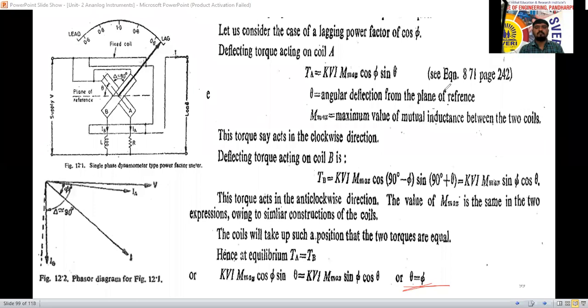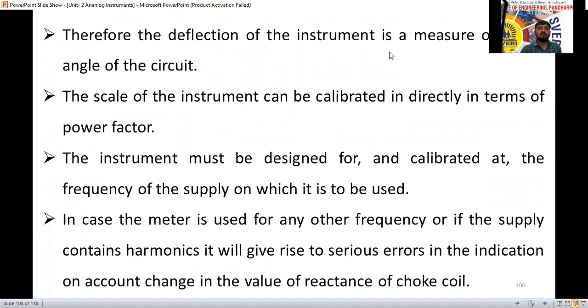So this is the working principle of the single phase electrodynamometer power factor meter, we are going to call that here. Therefore, the deflection of the instrument is a measure of the phase angle of the circuit here. Whatever the deflection is, it is equal to phi. Theta is nothing but deflection, phi is nothing but the phase angle of the circuit here. For that reason, the scale of the instrument can be calibrated directly in terms of power factor.